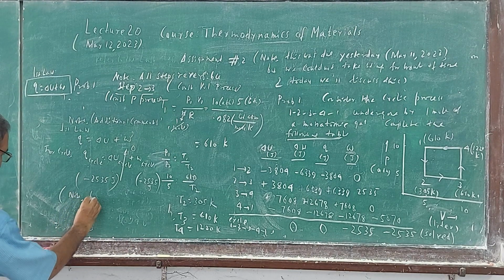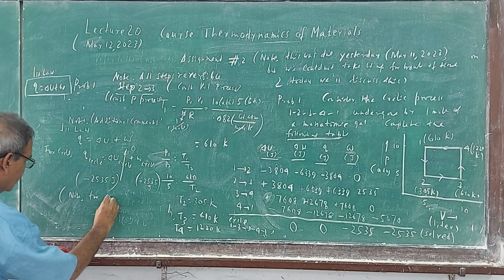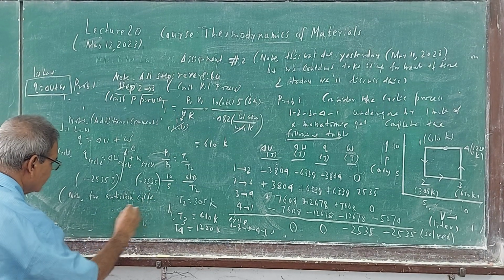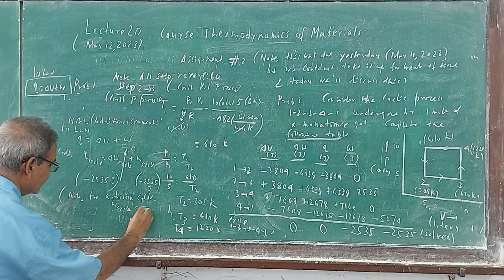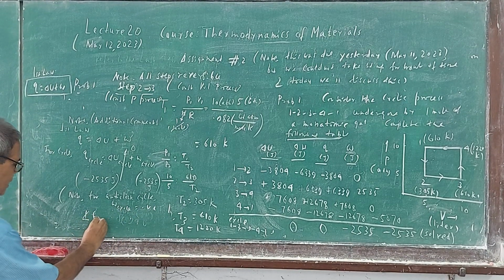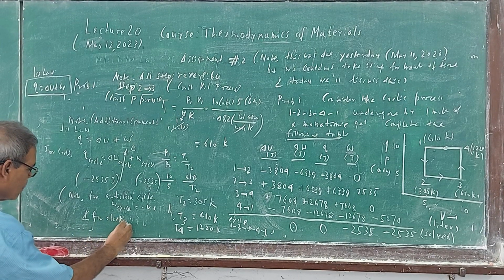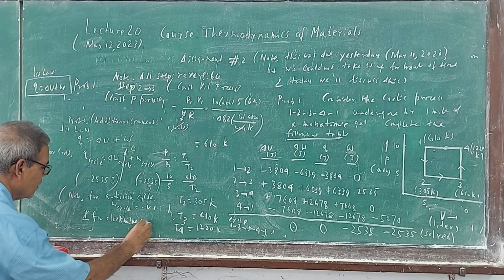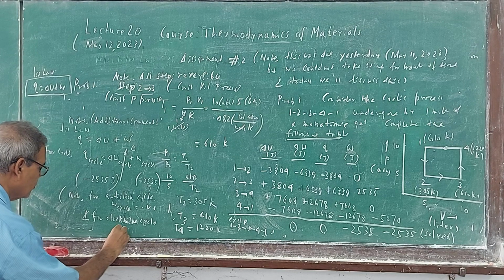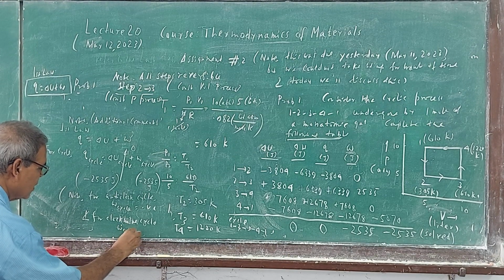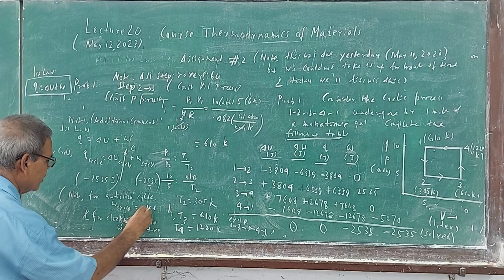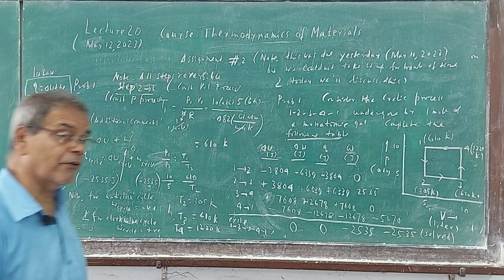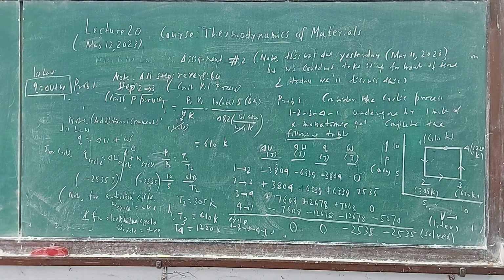Note: for an anti-clockwise cycle, W cycle is negative, and for a clockwise cycle, remember this, W cycle is positive. Now, W cycle means Q cycle. Why? Because delta U cycle is ever 0.